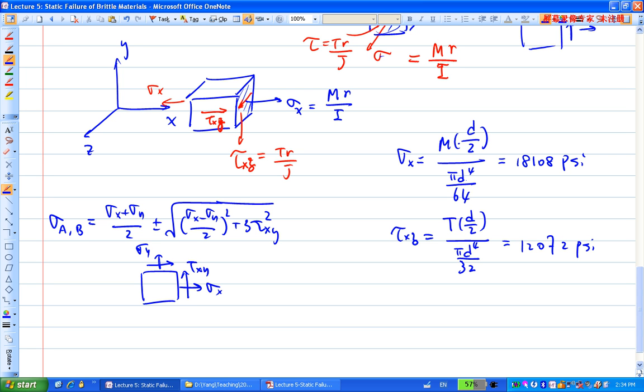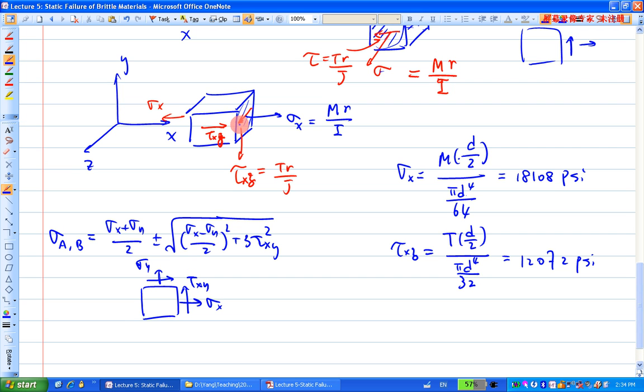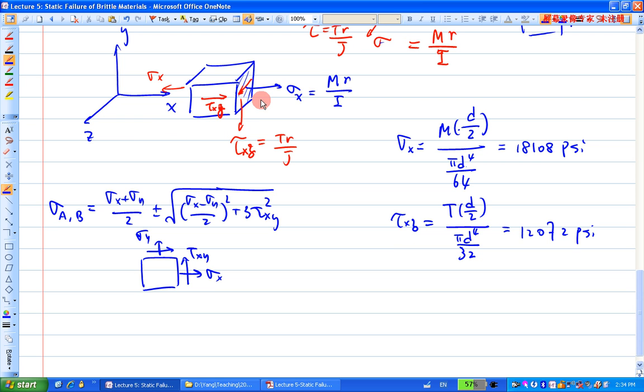In our case, this is our state of stress if you're looking from the top here. It's slightly different from this one. So let's see, if I'm looking from the top here, what do I see? Looking from the top here, what do I see?